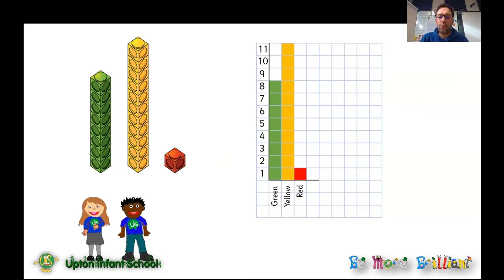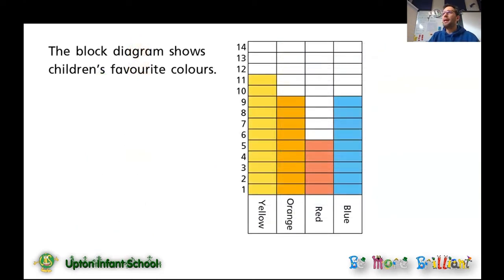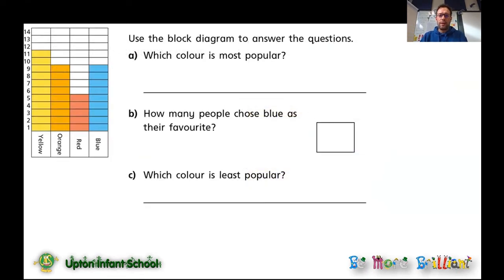And that's a nice way to show data, to show information. And that's what we're going to be looking at today, block diagrams. Here's another block diagram for you. And we asked some children what their favorite colors are. And this shows what we found out. So we can see that yellow, orange, red, and blue are the favorite colors of the children. What's your favorite color? Here, there's lots of information that we can find out. And we've got some questions for you to think about.